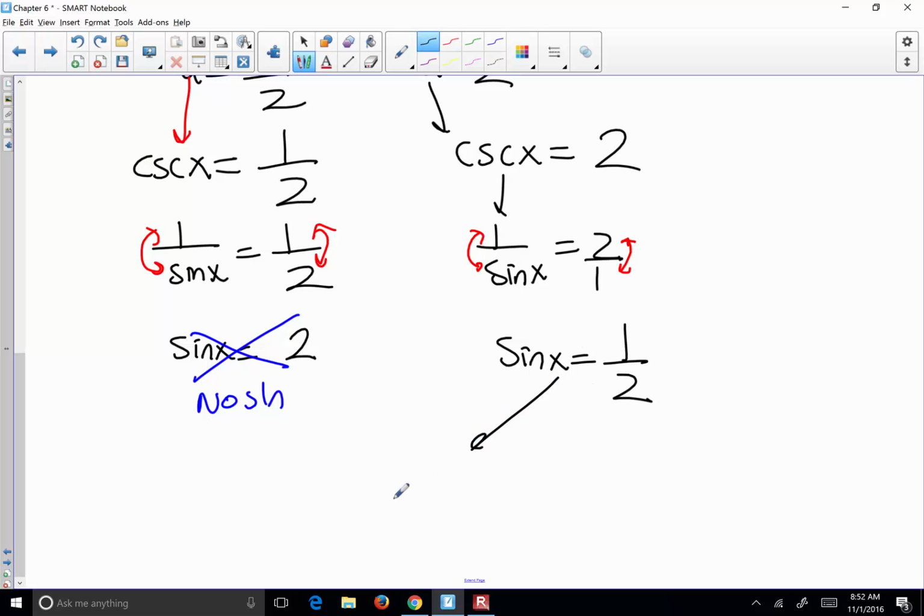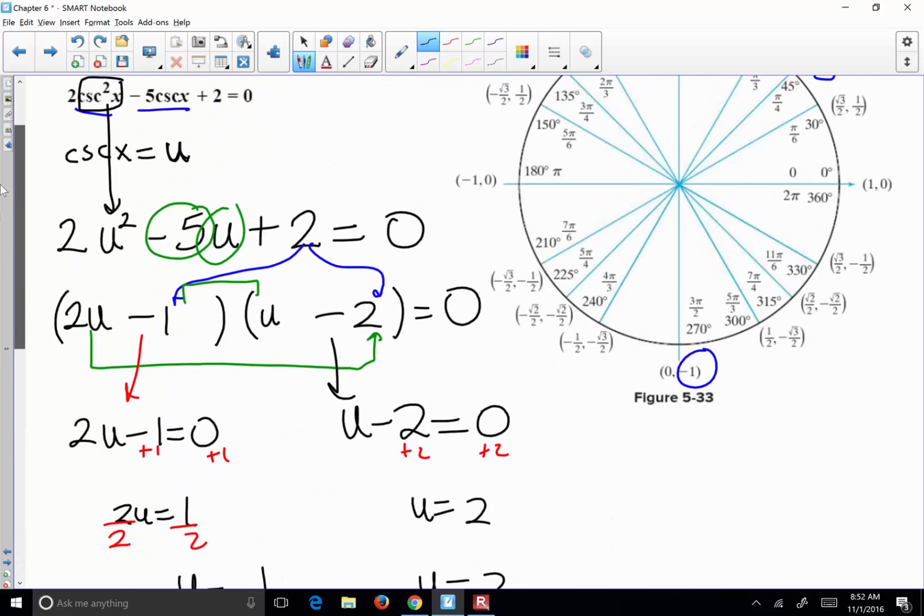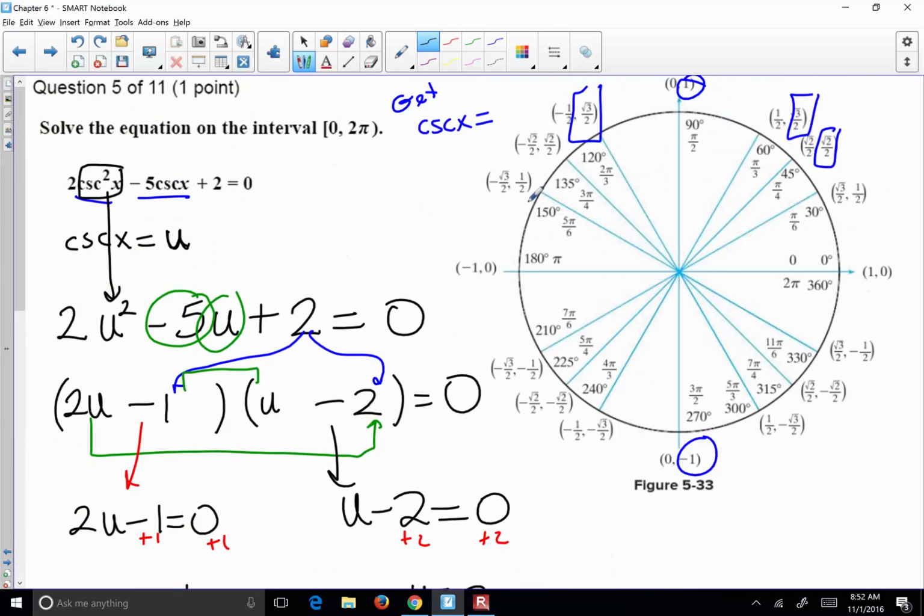What angles, there are I believe 2, make sine 1/2? Pi over 6, and there's one more. 1/2, 1/2, where are you? There you go, pi over 6. The other one, 5 pi over 6.